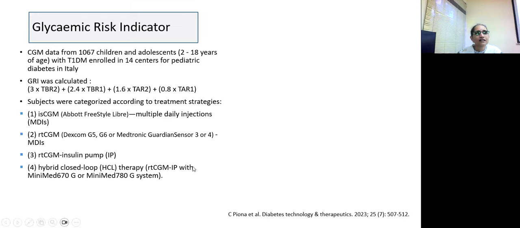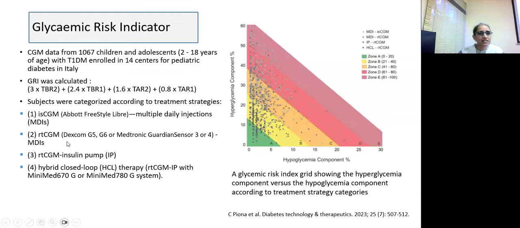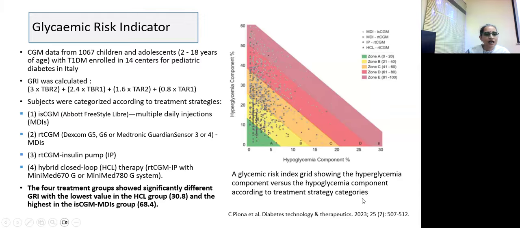This glycemic risk indicator was derived from CGM data of 1,067 children and adolescents, using various CGM devices, and comparing the hypo versus the hyperglycemic risks. It was shown that the glycemic risk indicator was lowest with the hybrid closed loop as compared to multiple daily injections. So if somebody uses a CGM along with a pump, then their glycemic risk is lowest.